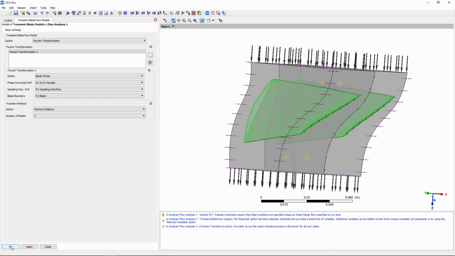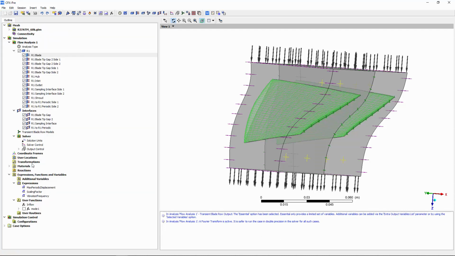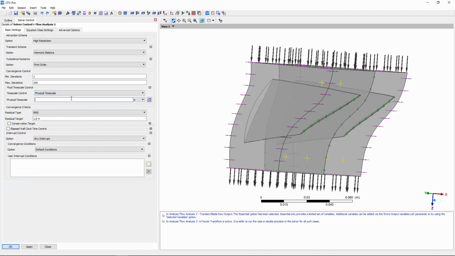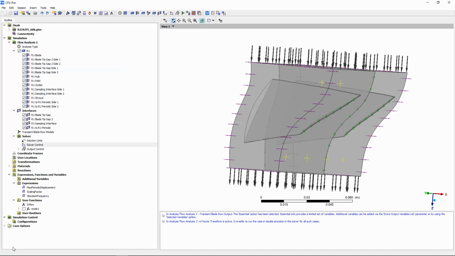Notice that the time period, time step, and time duration options have disappeared. These are replaced by a timescale control, which may be accessed from the solver control branch. The solver will use the physical timescale control. The timescale value must be a fraction of the smallest time period involved. In this case, the blade's vibration frequency has the smallest time period, and 1/15 of that value will be used for the physical timescale. In general, a solution can be made more stable by using a smaller timescale value. To ensure that the solution reaches an appropriate level of convergence, I'll increase the maximum number of iterations to 200. The case is now ready for submission to the solver.